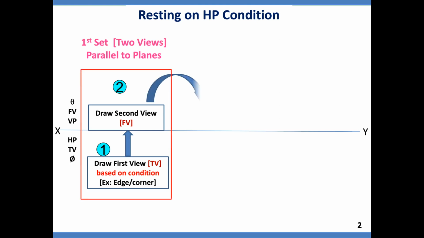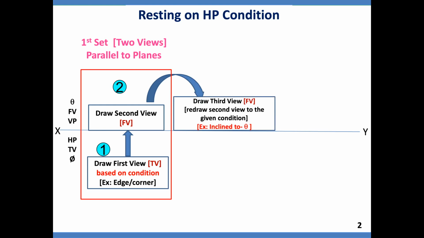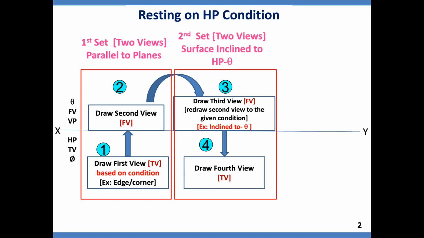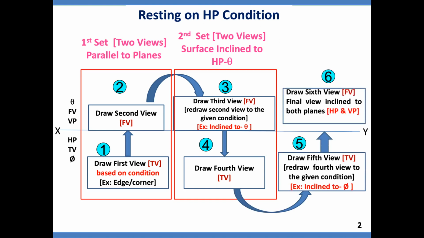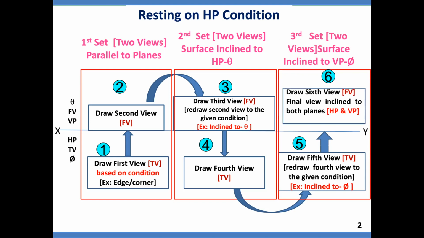First set. We have to draw the second view and position it as the third view as per the condition given, that is inclined to HP, theta. This is the third view. Then with the help of this, draw the fourth view. This is the second set, two views, surface inclined to HP. Next, redraw the fourth view in the fifth position, making it inclined to VP, which is represented as 5. Then with the help of the fifth view, draw the sixth view. This is the third set, two views, surface inclined to VP. I am marking the cursor here. The sixth view is the final view, which is inclined to HP and inclined to VP.